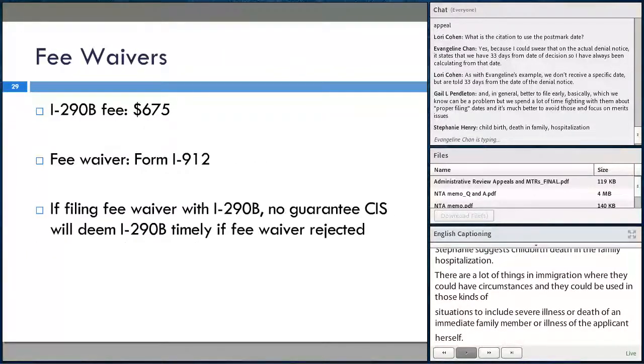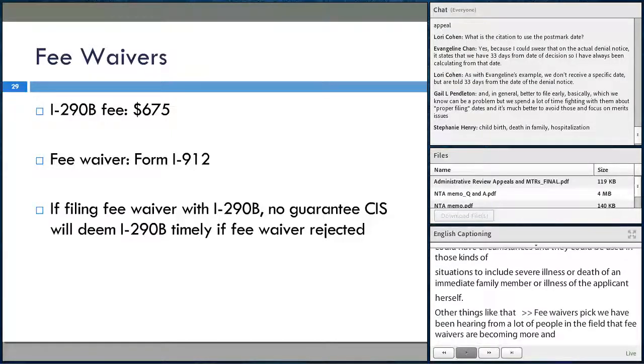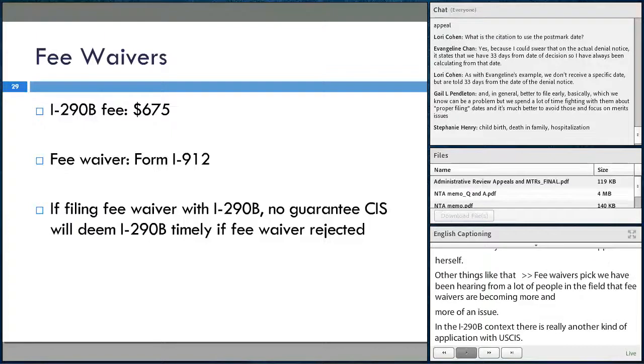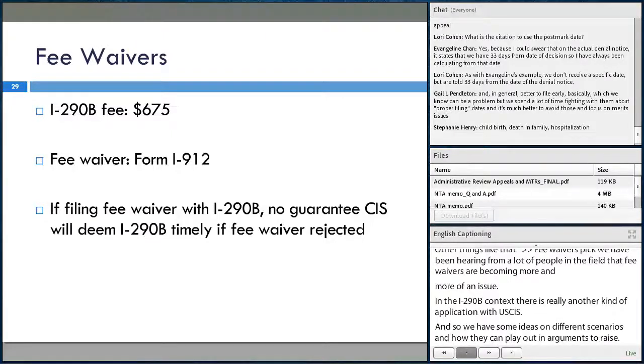Okay, fee waivers. We've been hearing from a lot of people in the field that fee waivers are becoming more and more of an issue in the 290B context, as well as really any other kind of application with USCIS. We have some ideas on different scenarios and how they could play out and arguments to raise here. The general caveat is that you can comply with all of the requirements and submit really great evidence, and we're still seeing really strong fee waivers getting denied. So it's an ongoing battle, and we are aware of it.